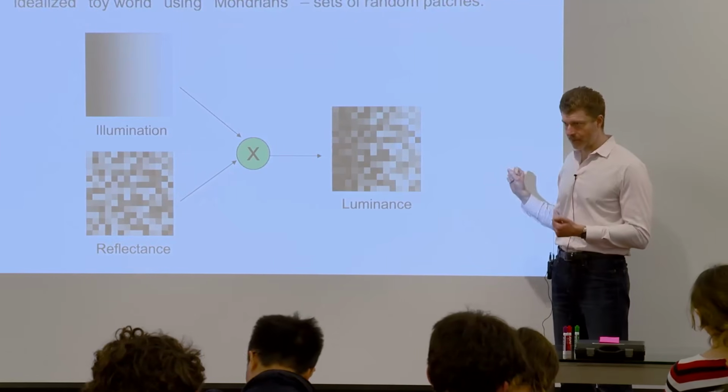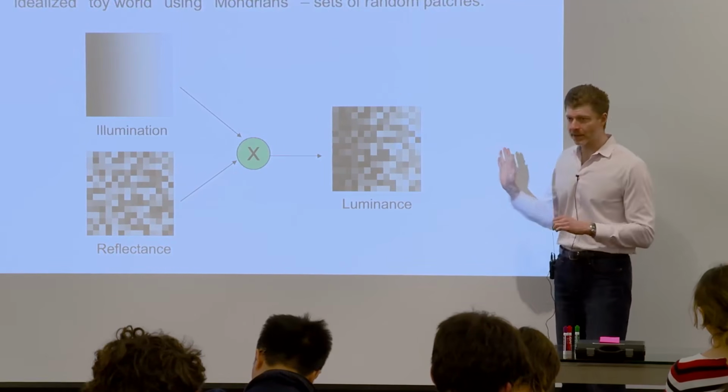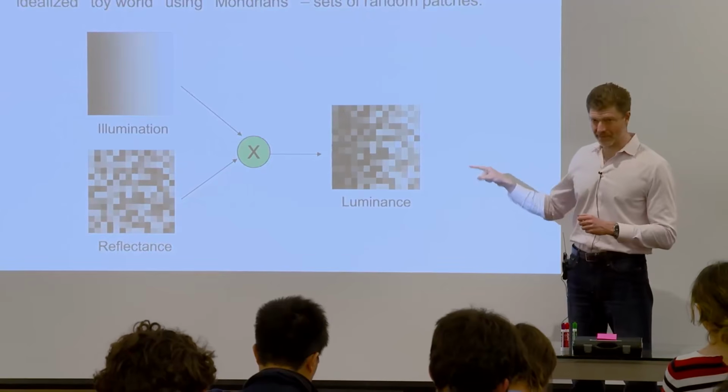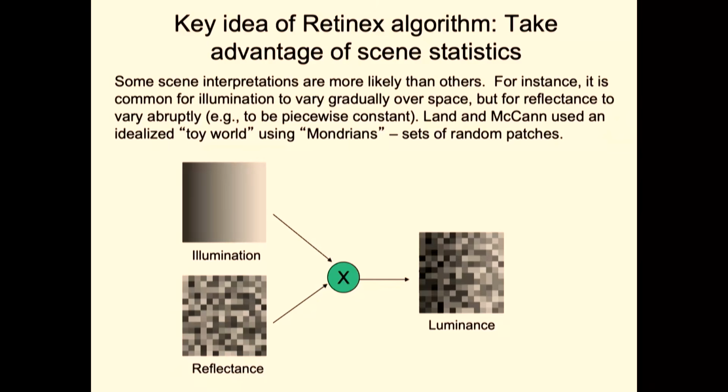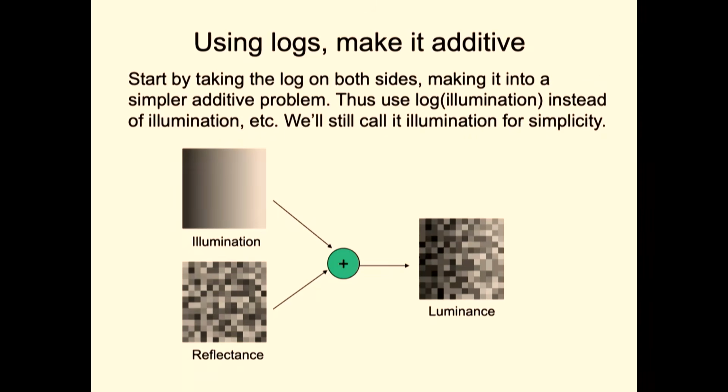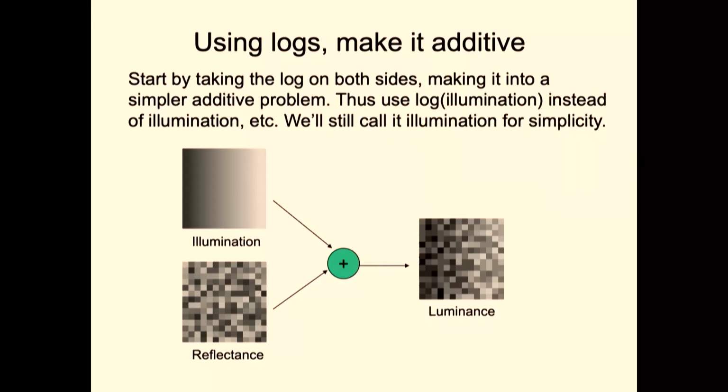So this is the generative process. So we live in this simplified world, the illumination varies gradually, the reflectance changes discretely, and then they get multiplied, and you get the luminance image. Okay. All right, so in this generative model, these things get multiplied. To simplify it further, you can take the log of both quantities to turn that multiplication into an addition. So we're going to work with the log of the illumination, and so forth. We'll just, for simplicity, still call it illumination.